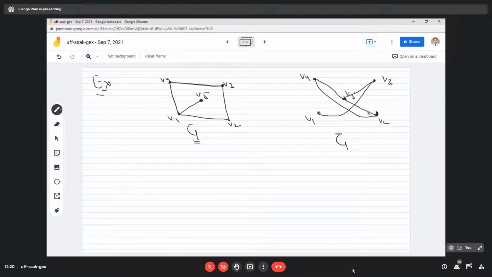Now, it is G bar, and you can see that if you take any edge, means V1 and V3 is in G bar, but V1 and V3 is not in G. Same here, V1 V4 is in G, but V1 V4 is not in G bar. Okay. Yes, sir.